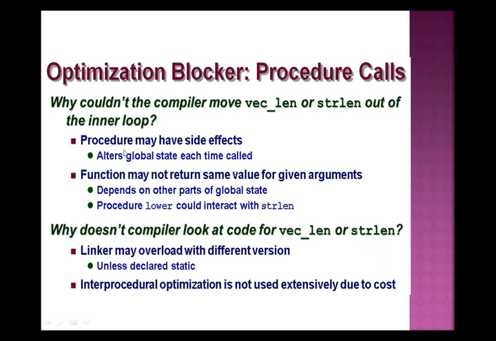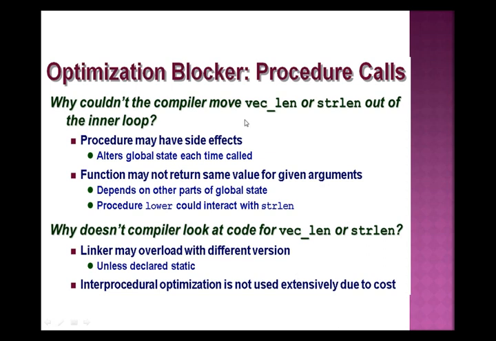The next point says, why doesn't the compiler look at the code for vec length or strlen? The linker may overload with different versions, or have different versions of the values. The main reason is that unless declared static, if it is dynamic, it will execute every time and may take different values.